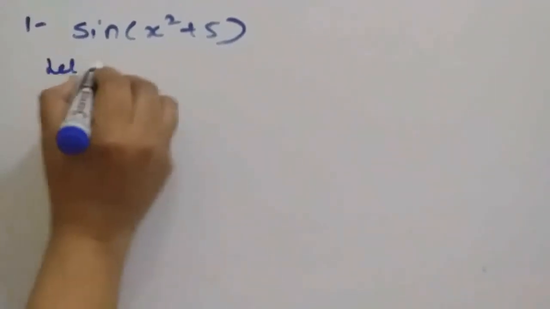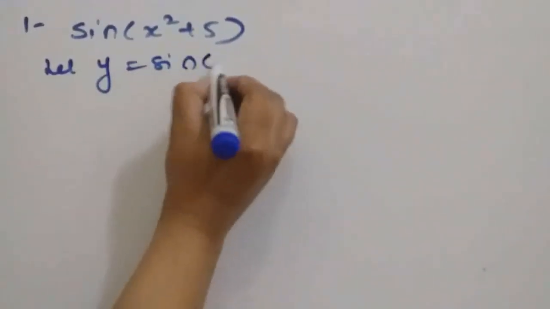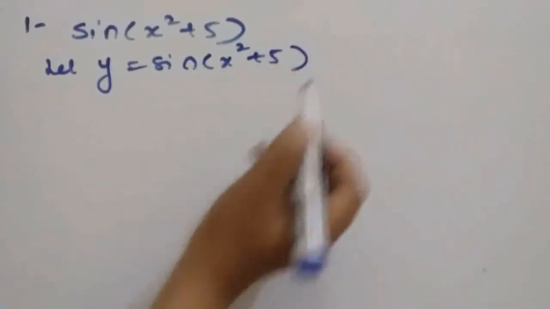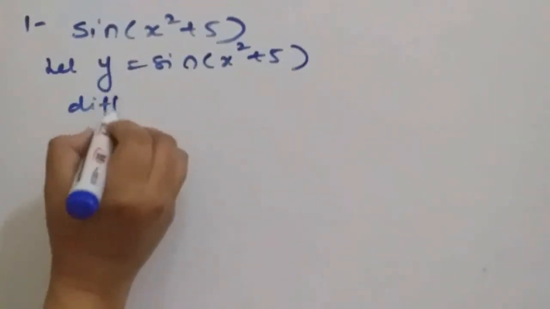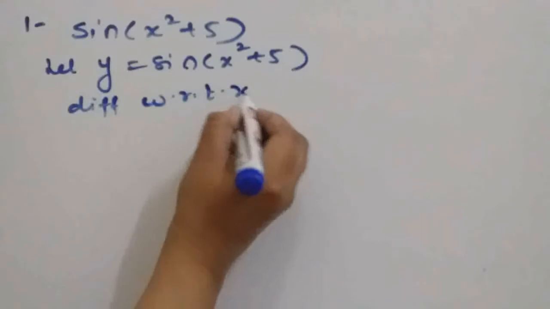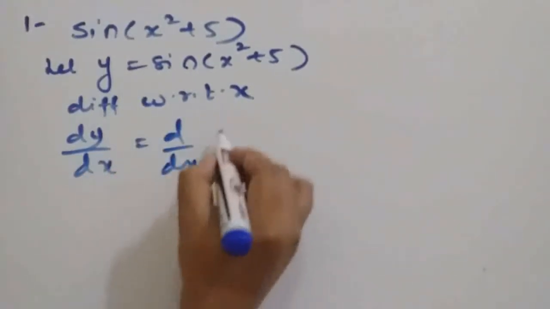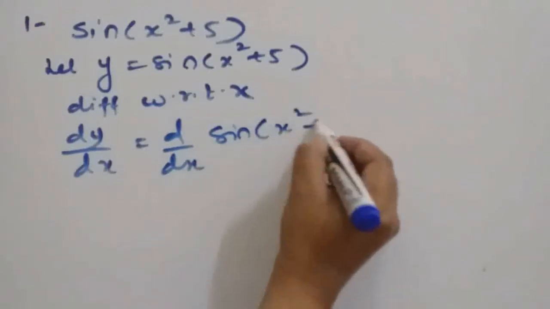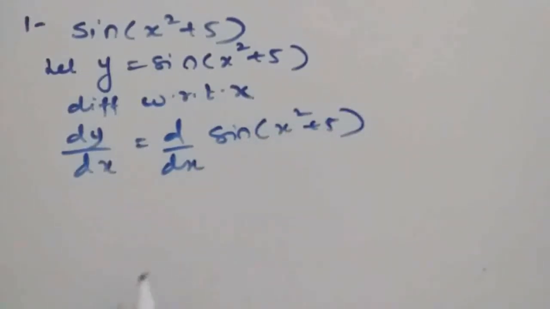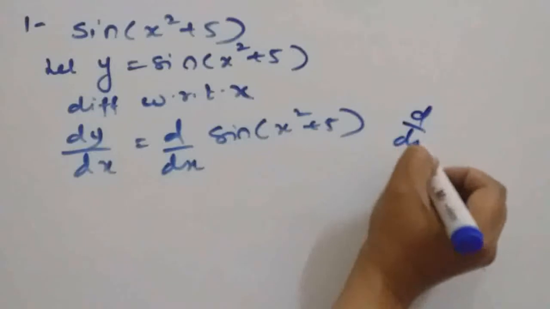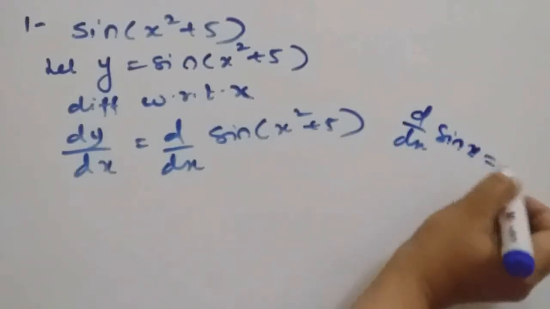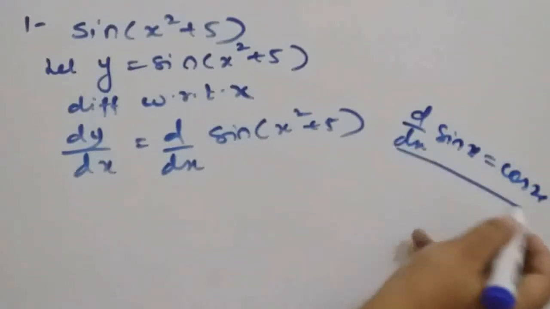Let the given function be y = sin(x² + 5). To differentiate with respect to x, dy/dx is equal to d/dx of sin(x² + 5). Now, since we know d/dx of sin x is cos x, this is a standard function, where the angle is x.